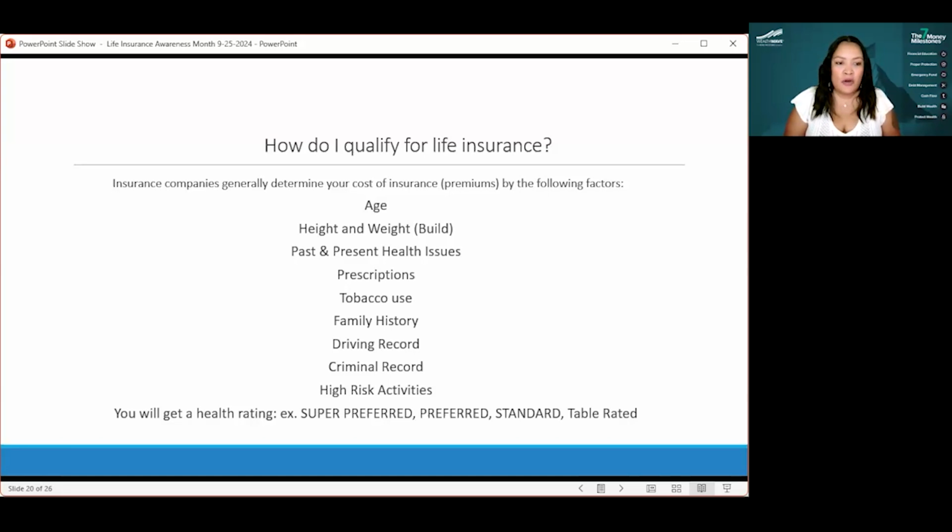So don't think, I have a health issue or I'm too old. No, you can get insurance coverage. There's plenty of companies out there. Again, you just want to work with an agent who has access to different options to shop around for you.